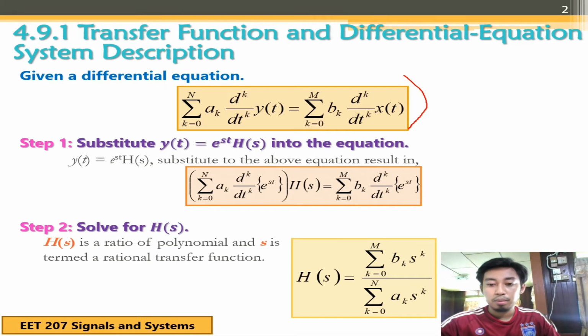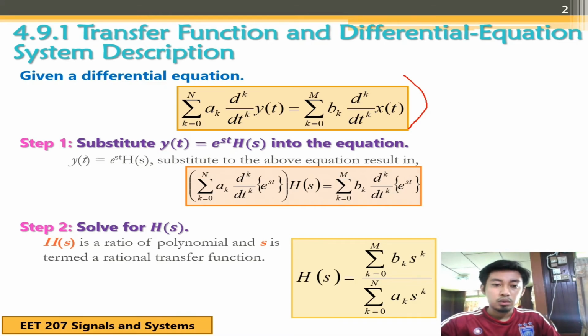So make sure you remember the two conditions of the LTI system. For the first one, the coefficients must be constant, and the second one is that it is a linear system. Both conditions determine whether the system is LTI, the linear time invariant system.